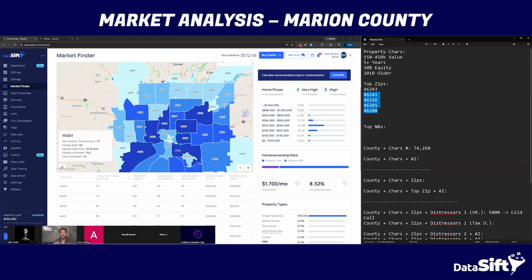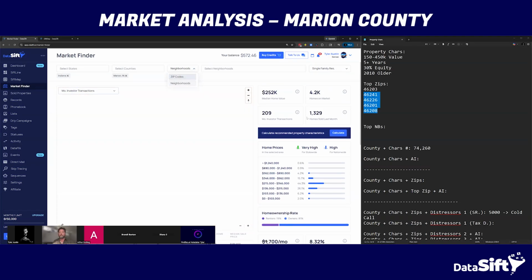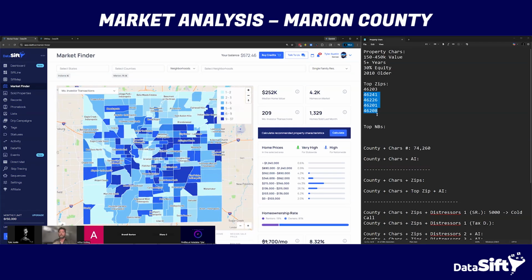Depending on how many neighborhoods are in your market, you could focus on just the top 15 neighborhoods and forget about zip codes altogether. Okay, especially if you're doing mail. I prefer mail going to the neighborhood level, not the zip code level, right?